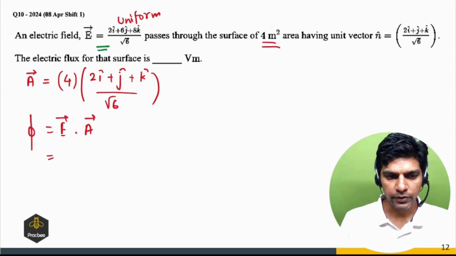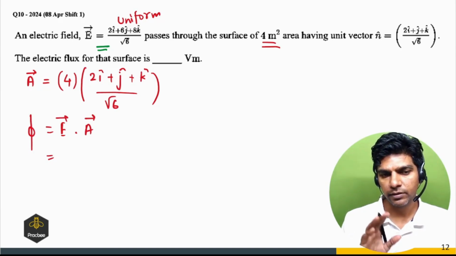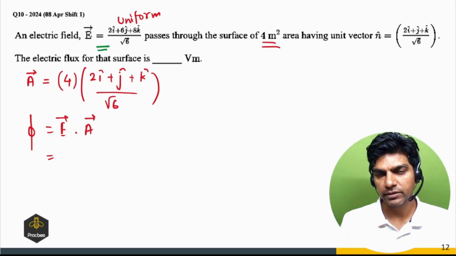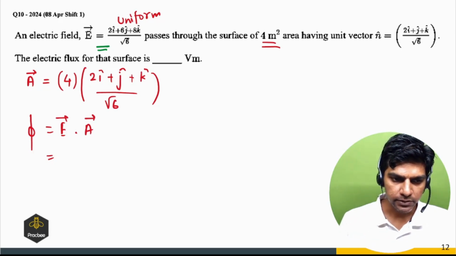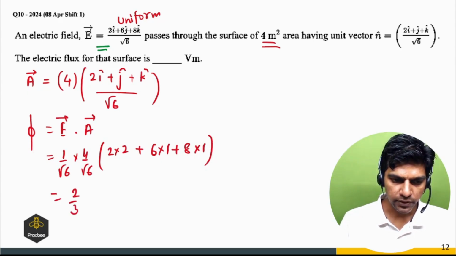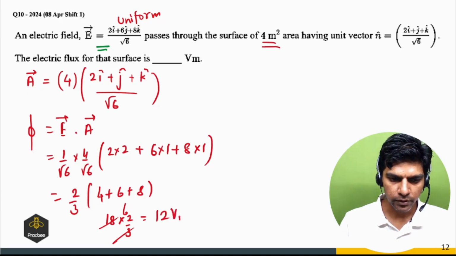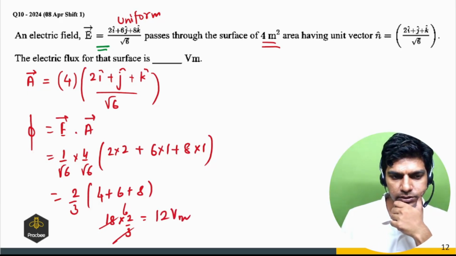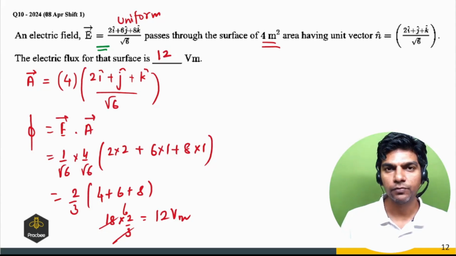If we take the dot product, we have to multiply the components in the x direction, y direction, and z direction, and then add them. So we can say it will be 4 by root 6 times 1 by root 6 times (2 times 2 plus 6 times 1 plus 8 times 1). So this comes out to be 2 by 3 times (4 plus 6 plus 8). So 18 times 2 by 3, that will be 12 volt meter. So the flux through this area will be 12 volt meter.